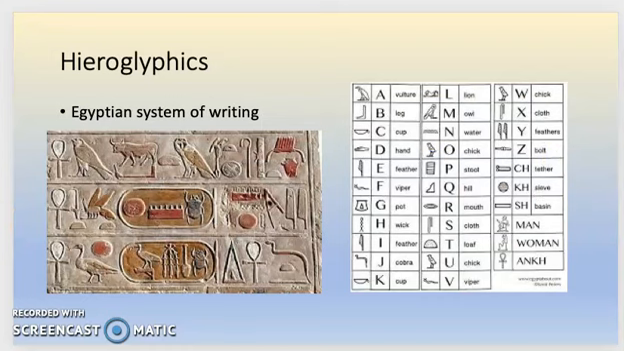Your next vocabulary word is hieroglyphics. Hieroglyphics is the Egyptian system of writing. You can see from the example below, it uses pictures to represent words. On the right-hand side, you can see just a few examples of what these hieroglyphics mean.